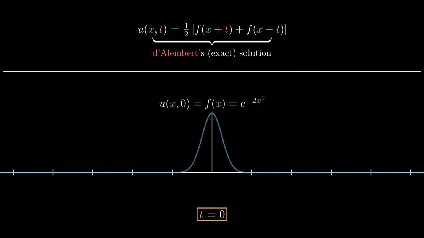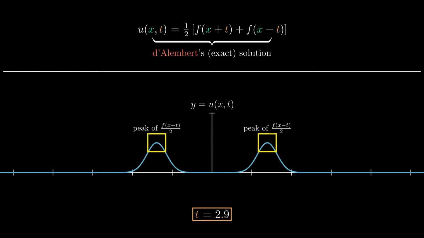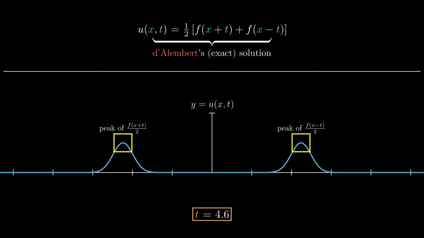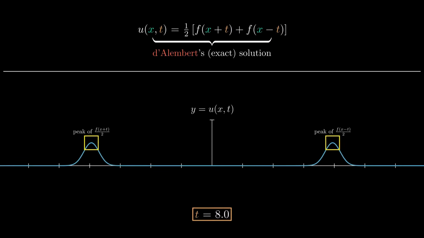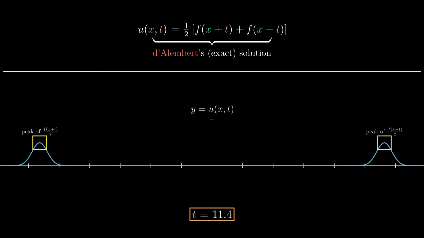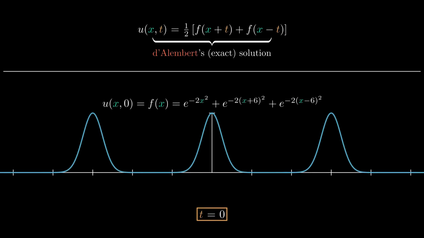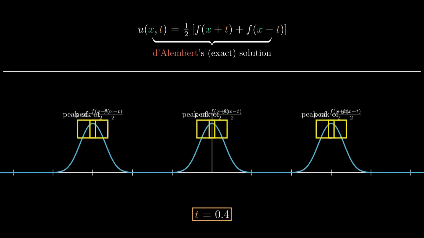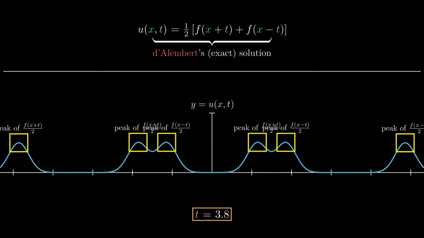If the initial is Gaussian, this is the solution. You can see each wave is either f(x minus t) or f(x plus t). Both waves traveling to different directions. Let us see more interesting examples with different initial wave. We have here 3 Gaussian curves in different positions. And this is the dynamics. You can see there are 3 waves traveling to the right and 3 waves traveling to the left.